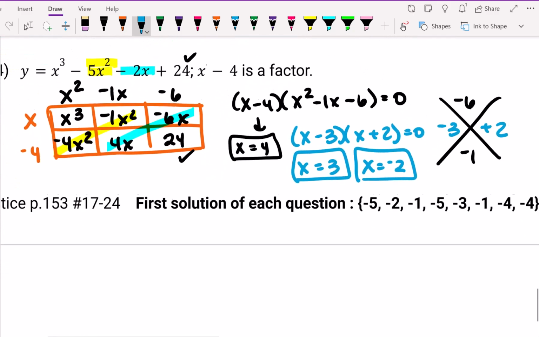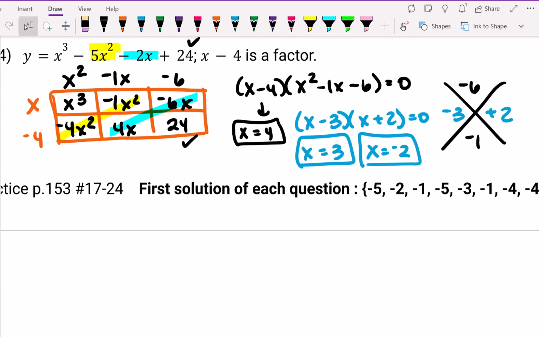If you wanted to check your answers, you can go to Desmos and you can type in the function. Make sure you type in y or f of x. Don't type in 0 because it won't show you the shape. And then the graph is going to cross over at 4, 3, and -2. So you can check yourself.